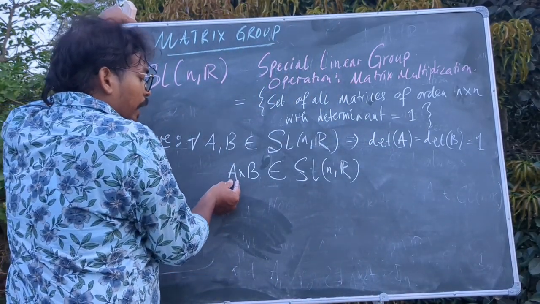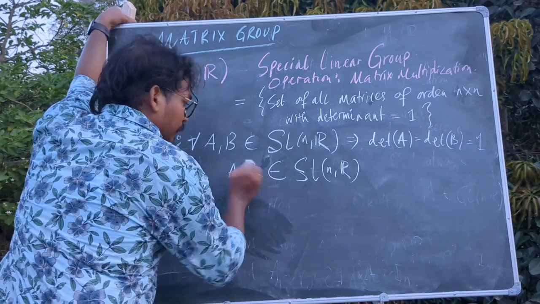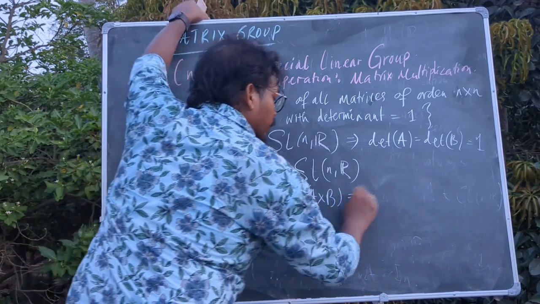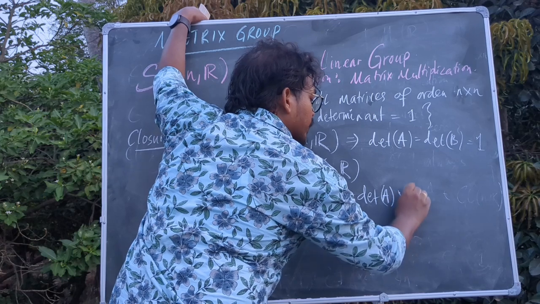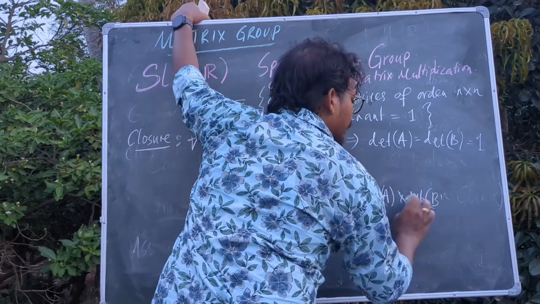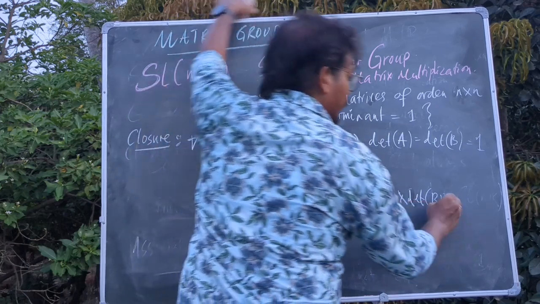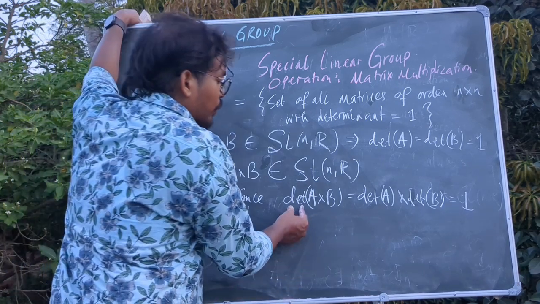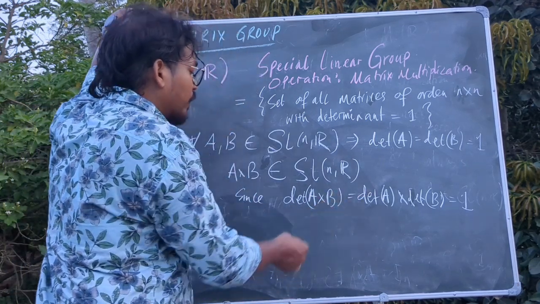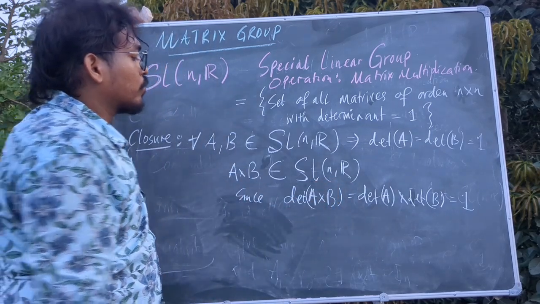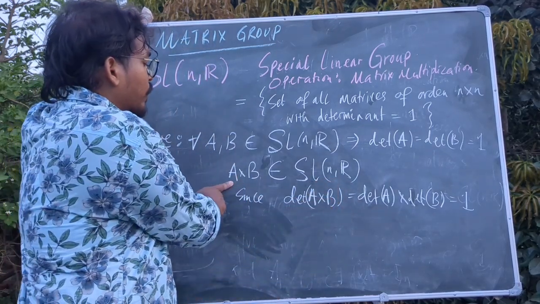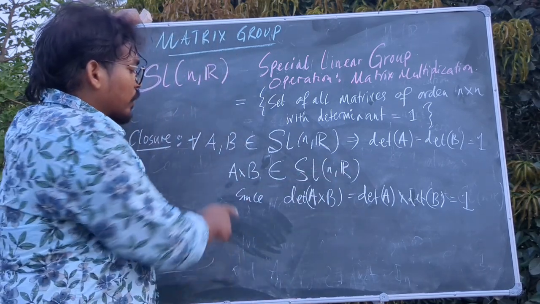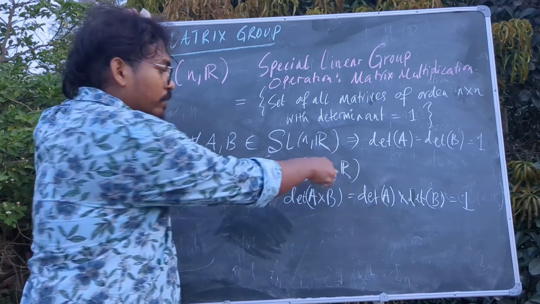If we have A times B, this happens since determinant of A times B is equal to determinant of A times determinant of B by the property of determinant, and this is 1, this is 1, therefore they multiply to give 1. Since the determinant of A times B is 1, this matrix belongs to SLnR. Also the order of this matrix is n, because A is a square matrix of order n, B is a square matrix of order n, and the entries are also from real numbers. So their product entries will also be real numbers.